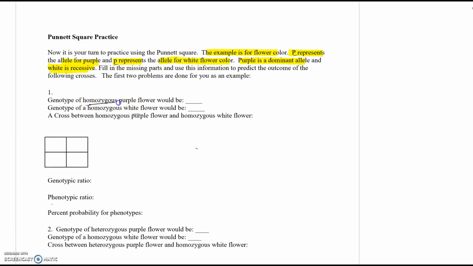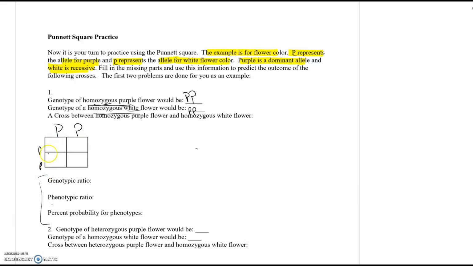So now, you're being given some information about the parents and then asked to figure out something about their offspring. So we have a homozygous purple flower. Homozygous means 2 of the same. Purple is dominant, so they must have 2 of the uppercase letters, big P, big P. And a homozygous white flower. Homozygous means 2 of the same. White was recessive, so it must be little p, little p. Kind of hard to tell the difference between big and lowercase here. Now our big P goes here. Our little p goes here.